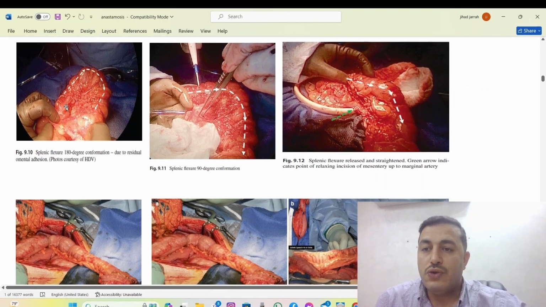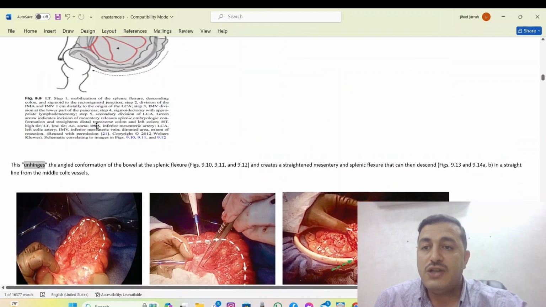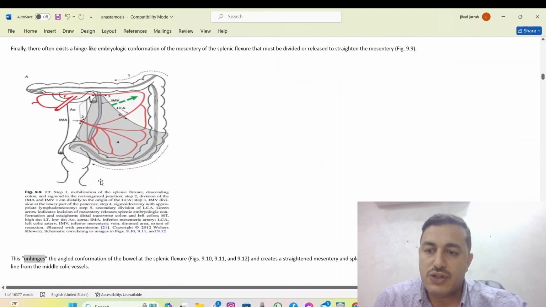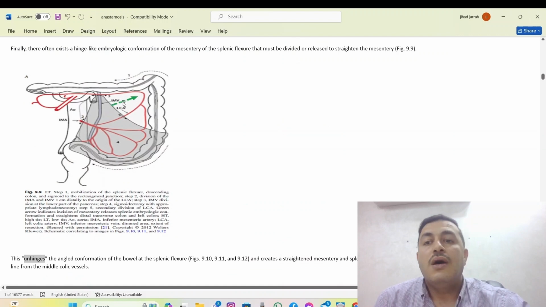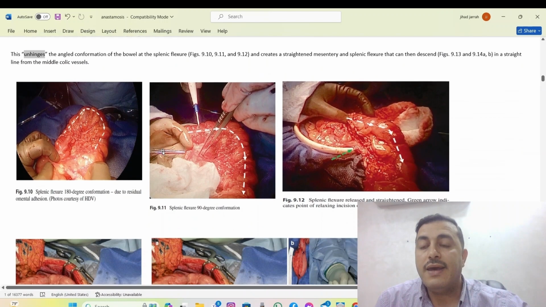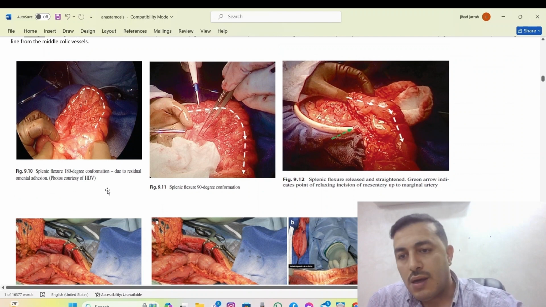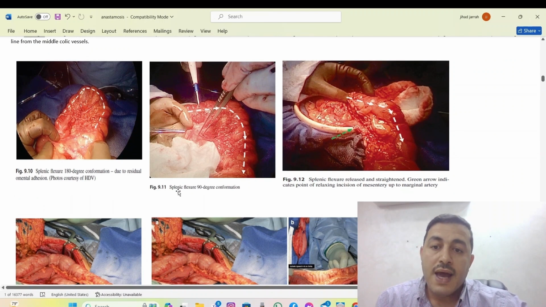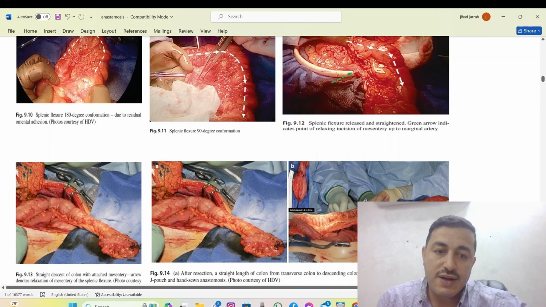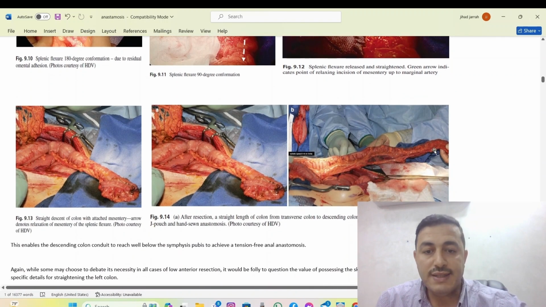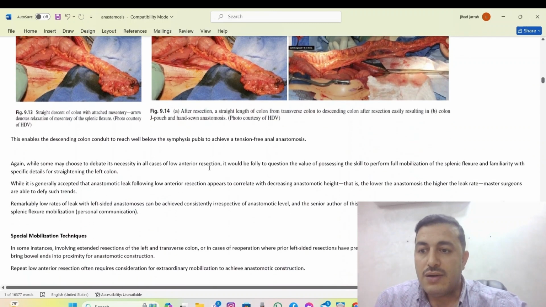But what we should know is that you can see here the splenic flexure. Actually in this picture they show us, do not pay attention to the information, they show us where our resection or releasing incision should be. It's over here. You can see here the steps. This is a 180 degree conformation. They do a splenic flexure 90 degree conformation, releasing a little bit. They release it more and more, and finally it's a straight tube.